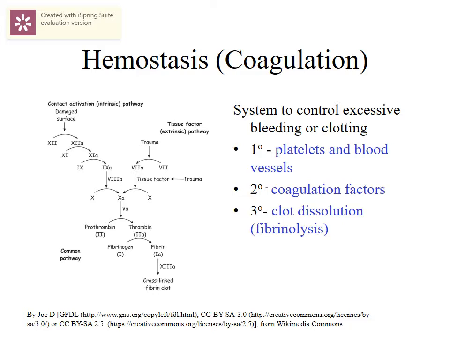Blood vessel disorders are fairly rare, and although they contribute to disorders in primary hemostasis, we will not be reviewing them in this module. Secondary hemostasis then involves the circulating coagulation factors. These are plasma proteins, and they're always circulating, ready to become activated.